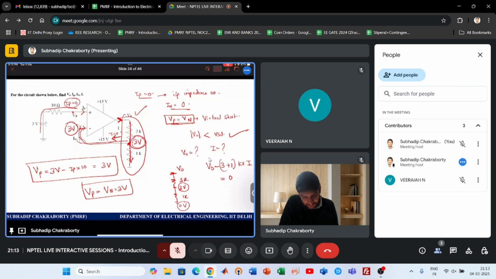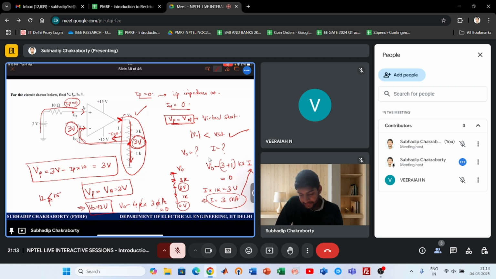And we also know that I times 1K is 3 volts, where I is nothing but 3 milliamps. Plug it in here. V0 minus 4K times 3 milliamps equals 0. So V0 is nothing but 12 volts. Hope you get it, okay? And 12 volts is less than 15.